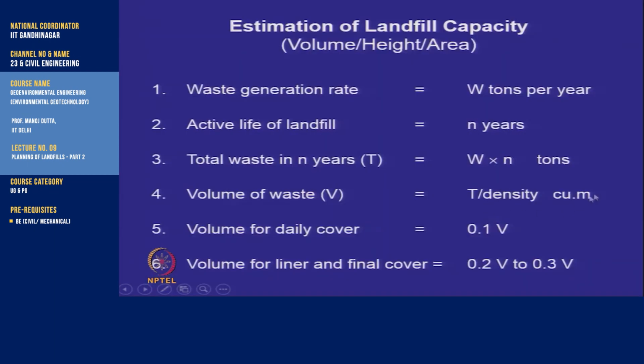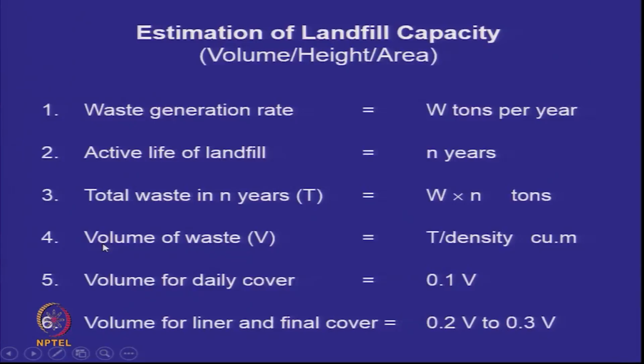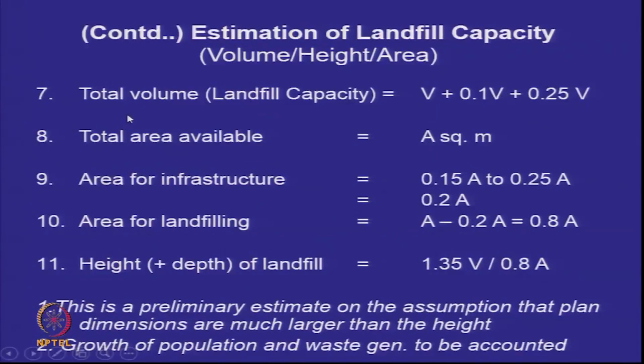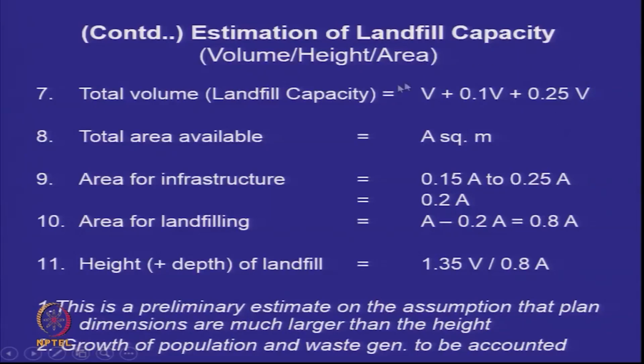So if you have a volume of waste, the entire volume is not going to have that waste in it. So the total volume will be V plus 0.1 V for daily cover plus 0.25 V. Suppose the area available is A, right? Then the area required for the infrastructure, as I said, is 20%. If all the area is going to be used for placing the waste, you can get the height of the landfill very simply as 1.35 V divided by 0.8 A, and it will give you the height plus the depth of the landfill.